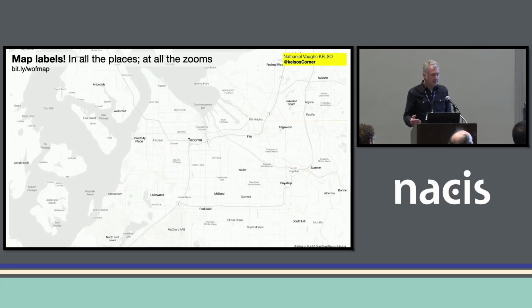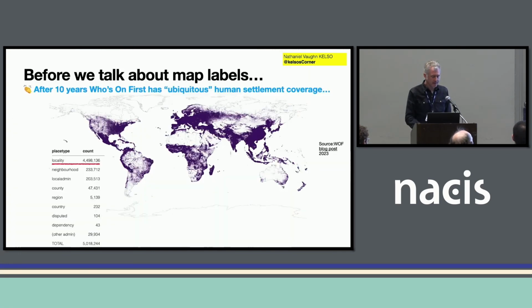Before I talk about map labels in all the places at all the zooms, I'd like to talk about the data a little bit more. You can pull up the bit.ly link, bit.ly WOF map, to play with this for your own city. We'll come back to that. So after 10 years, Who's on First has ubiquitous coverage for almost all the places around the world. You can pretty much zoom into anywhere in any country and find settlement points, and often polygons for regions, states, provinces, and counties.